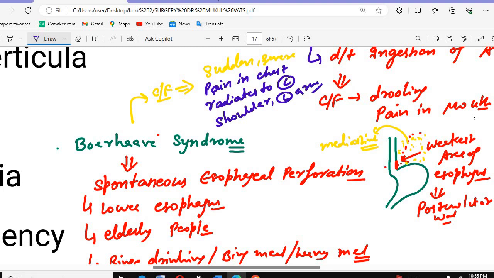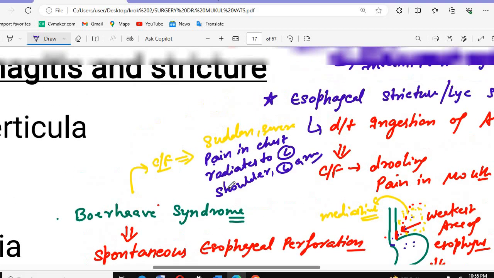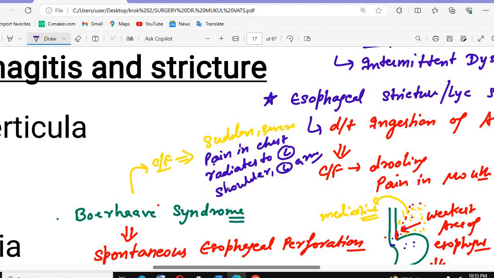Also in MI, what we see is chest pain, and the chest pain radiates to the left shoulder and left arm. That's why these patients mimic MI. Now there is also air in the stomach, and this air will also enter the mediastinum, and once it enters the mediastinum, it will cause subcutaneous emphysema.